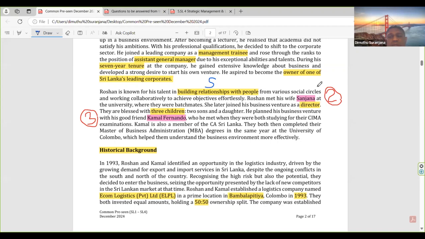So information about his wife also. His wife joined the business venture as a director. Later, subsequently, they are blessed with 3 children, 2 sons and a daughter.